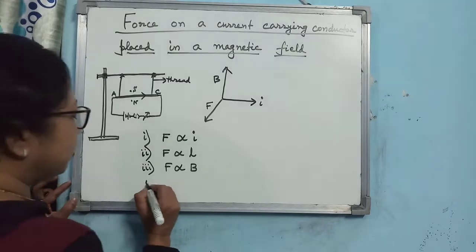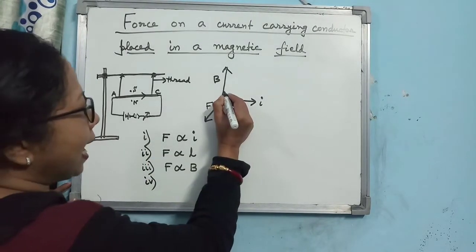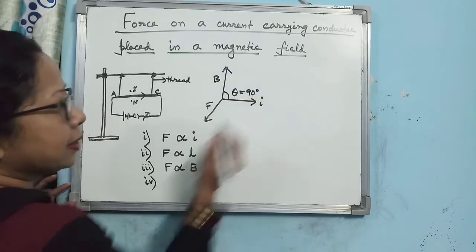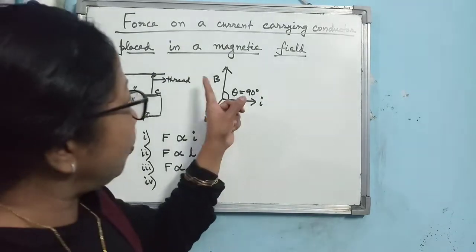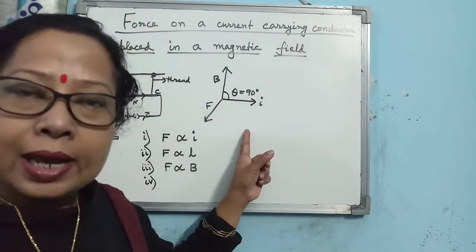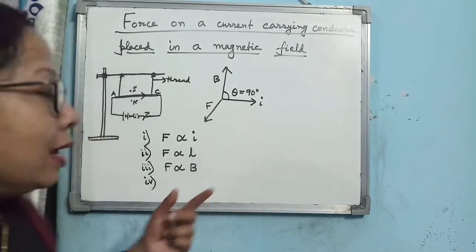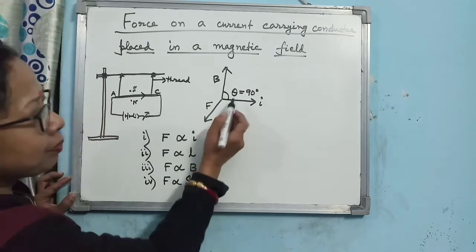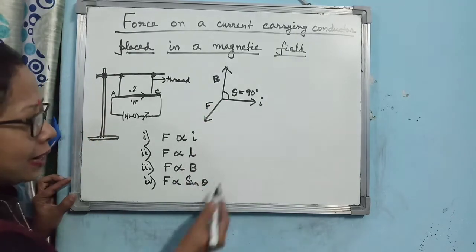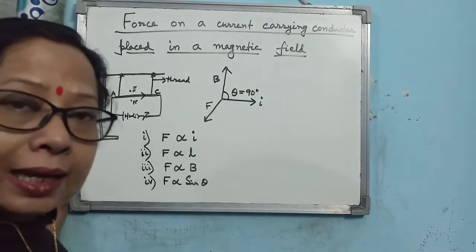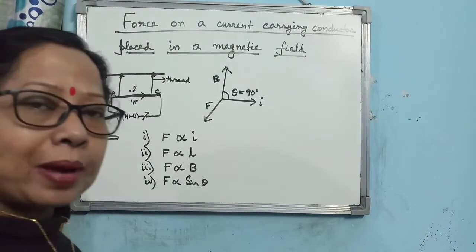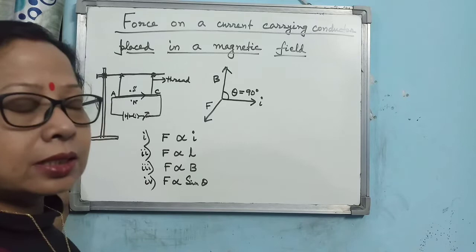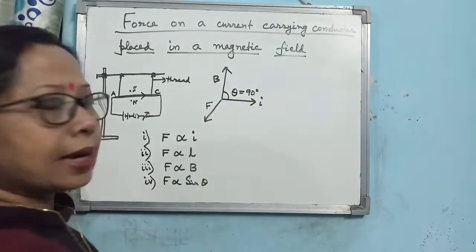If you increase the strength of the magnetic field, the force increases. Another point you will observe is that F also depends on the angle between I and B. In this particular case, the angle is 90 degrees, but it is not mandatory that you always place I and B at 90 degrees. You may place it in any direction. But you will see that it is proportional to sine theta, the sine of the angle between I and B. What does theta represent? Theta is the angle between the direction of current and the direction of magnetic field.